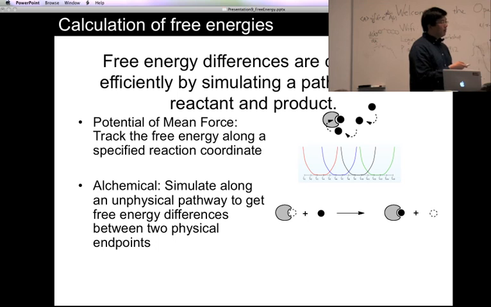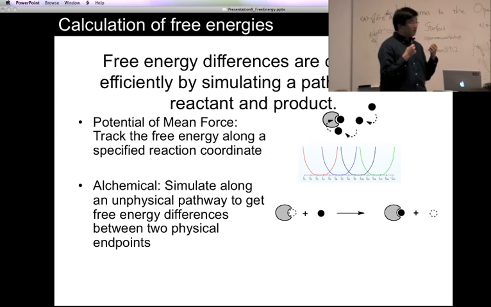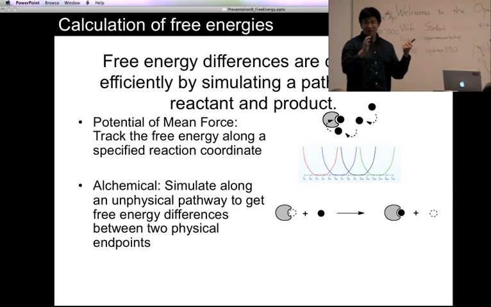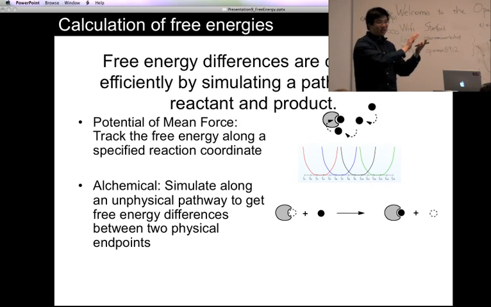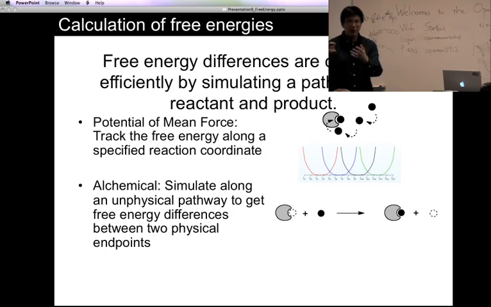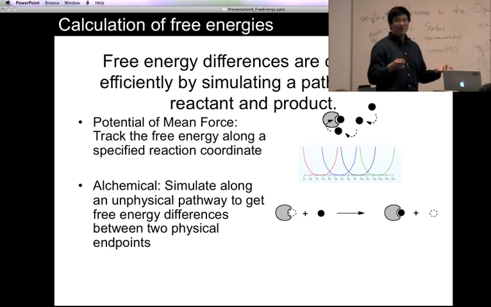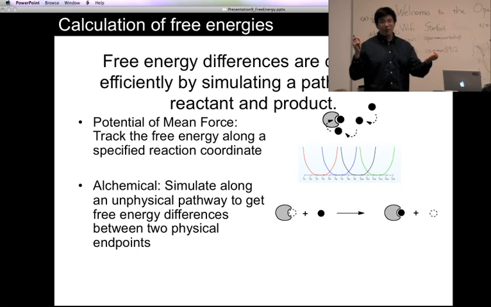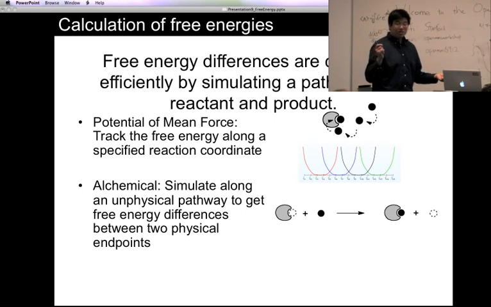There are also alchemical methods, and in this case, the difference between the alchemical method and the potential of mean force method is that in the alchemical method, you just make the ligand disappear. In your simulation, you make the ligand continuously disappear, so that you're going to have some simulations where the ligand is half there, and some other simulations where it's only 25% there. And that's why it's called alchemical, because you're simulating these unphysical intermediates in order to get the free energy difference between two physical endpoints.